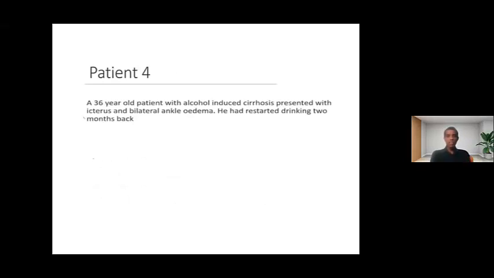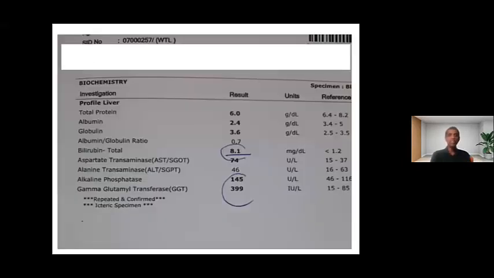So patient 4, a 36-year-old patient with alcohol-induced cirrhosis, presented with icterus and bilateral ankle edema, and he had restarted drinking 2 months back. So this is his liver panel.